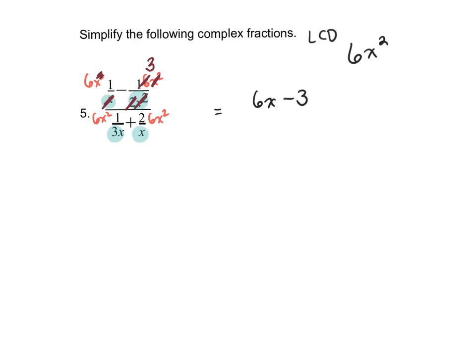Now on the bottom, I can cross out an x. I can cross out a 3 with the 6, which will leave 2. So that leaves 2x. You gotta be careful because there's a 2 and 1 x left. So I'm gonna go ahead and write that before I forget. And then I'm gonna cancel this x with one of those. So that gives me 2 times 6x, which is plus 12x.